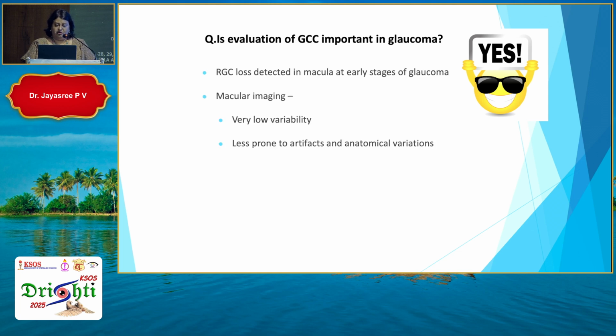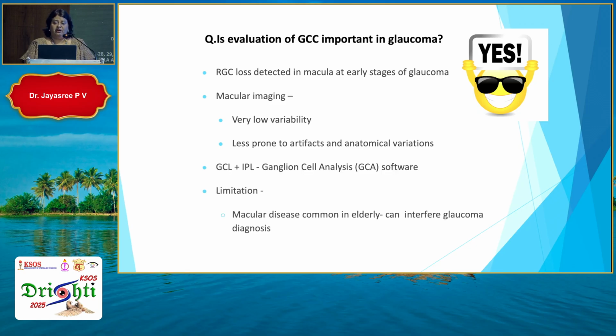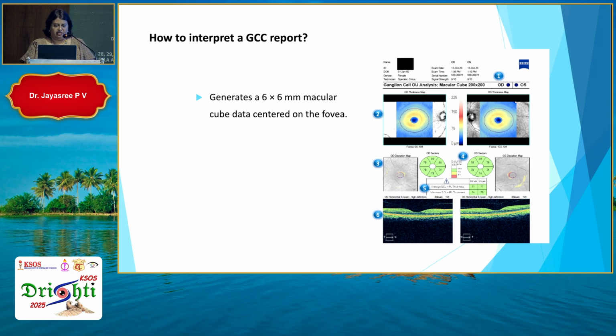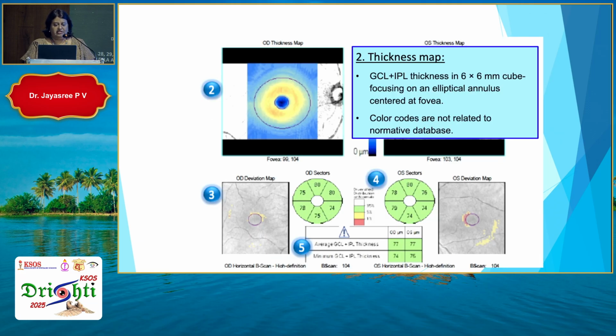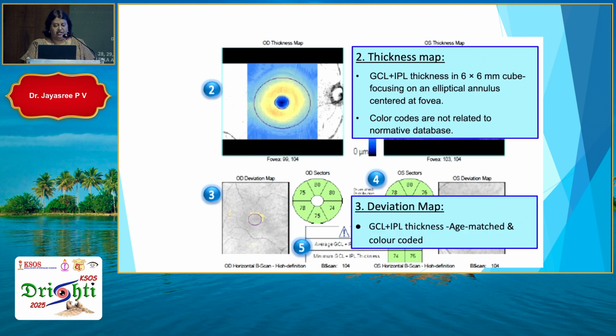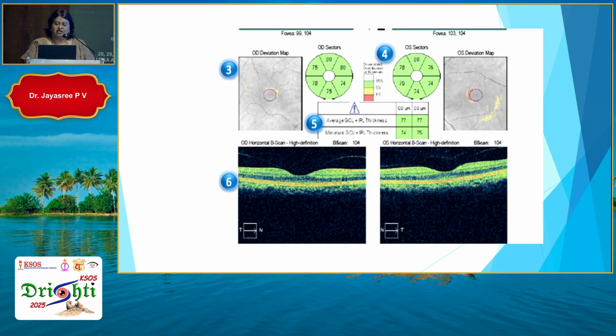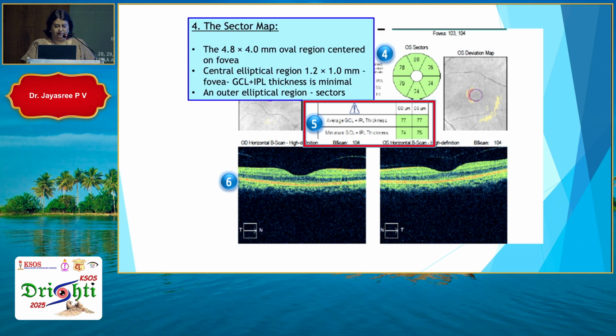Yes, GCC is very important in glaucoma because of very low variability. GCC is something that gets affected even earlier than RNFL. It is important to image the macula for glaucoma because it has low variability and is less prone to artifacts and anatomical variation. But one limitation is that glaucoma is a disease of the elderly, and when you become elderly, you can also have macular diseases, so that can affect. So GCC you can also interpret along similar lines. You have this thickness map, deviation maps, and these parameters also follow this color coding and age matching.